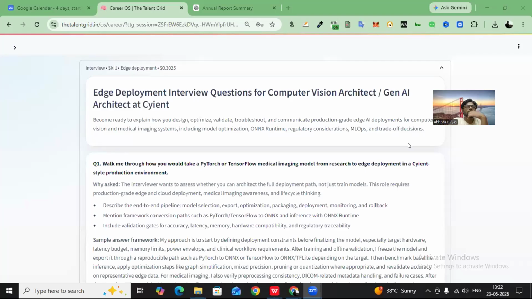Hi, welcome Abhishek. So in this mock interview round, we'll be taking up edge deployment interview questions for a computer vision architect or a GenAI architect at an organization like Cyient.